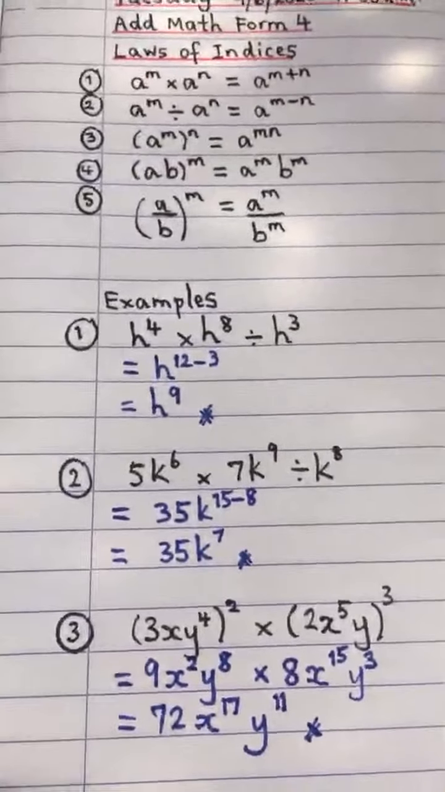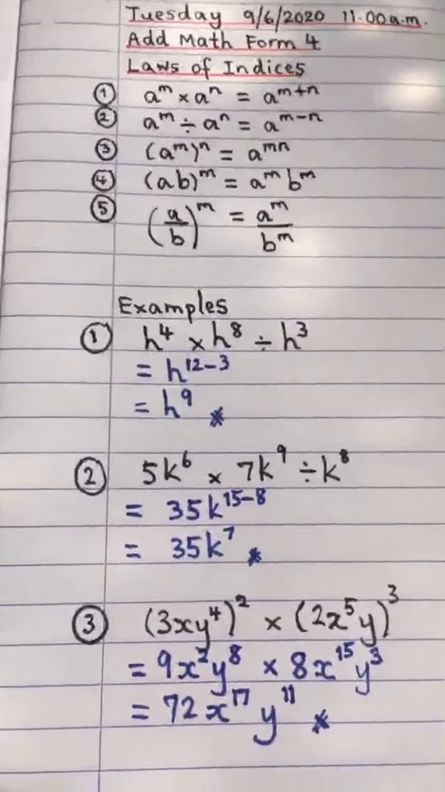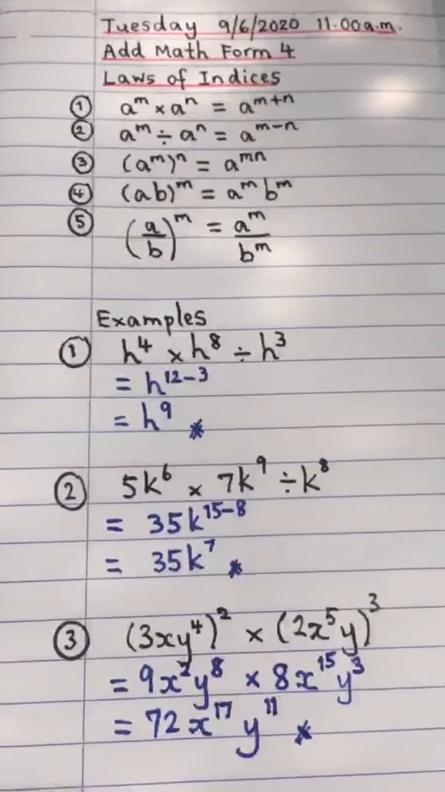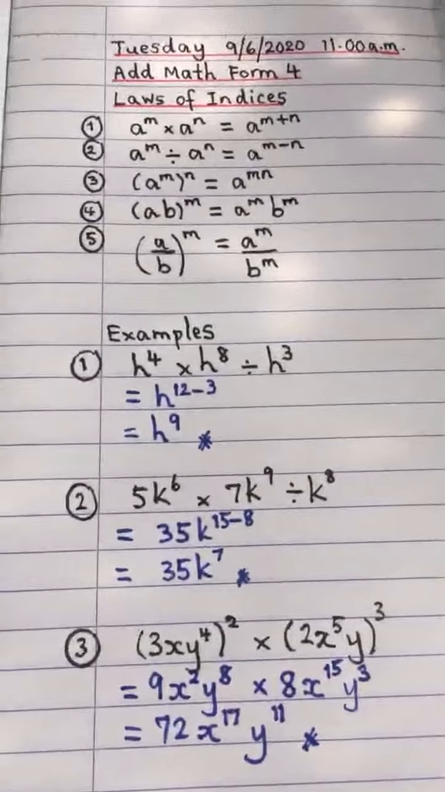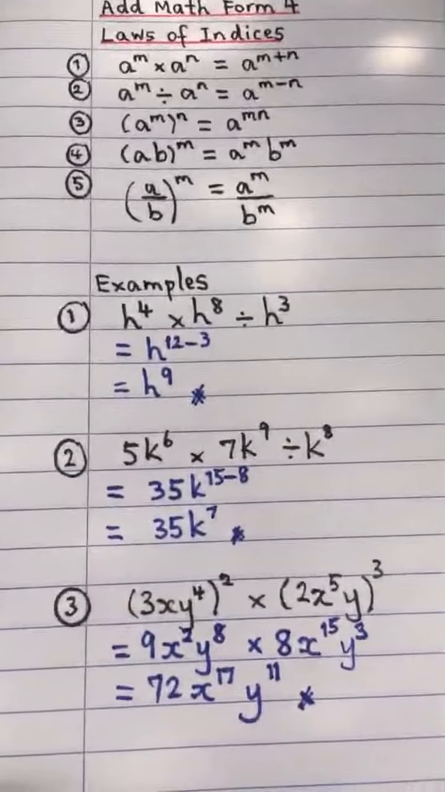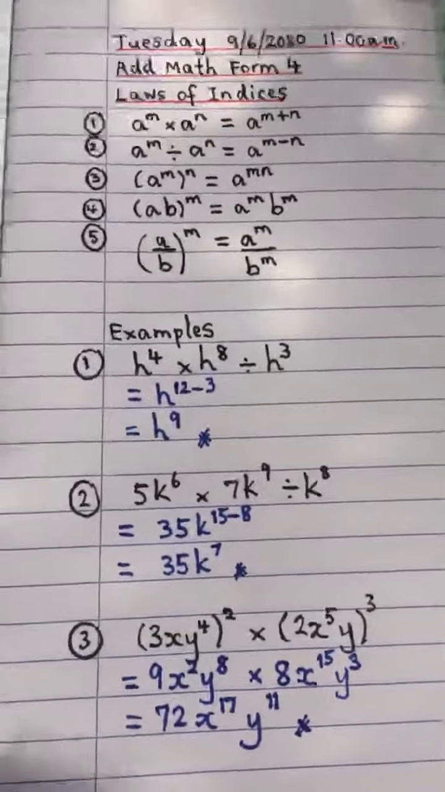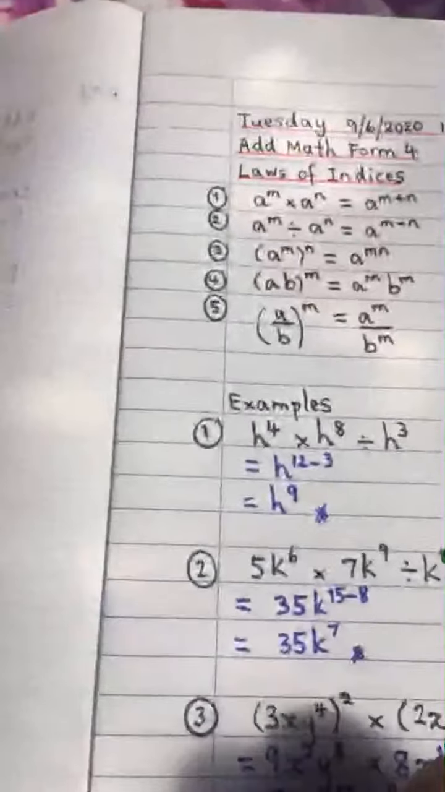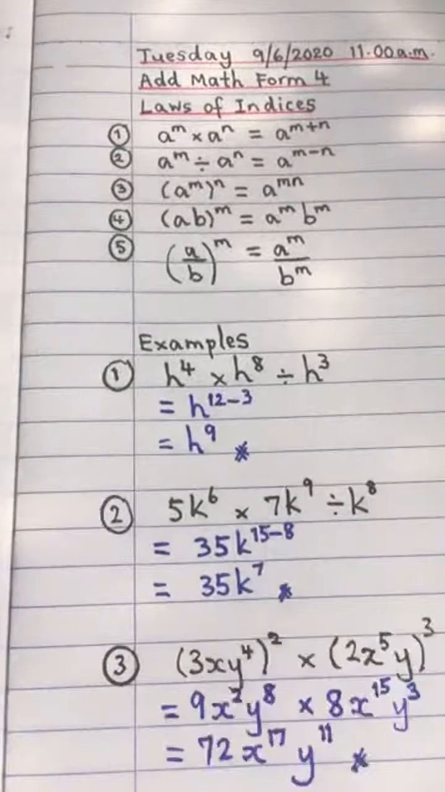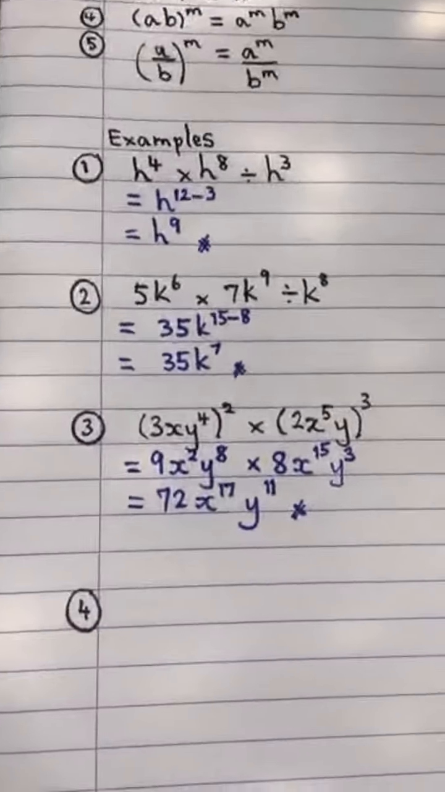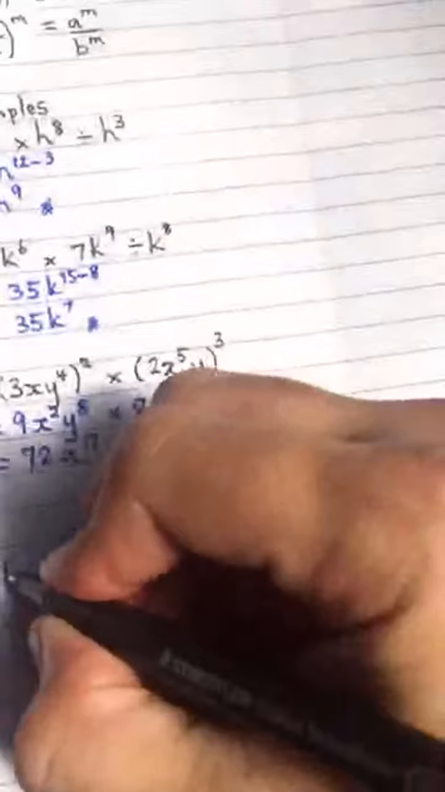Wait, am I going too fast? Can you all see clearly? This is the law up there, and then example number 1, example number 2, and example number 3. Okay, good. Now we move to the fourth example, the last example, and then I will give you an exercise after this.